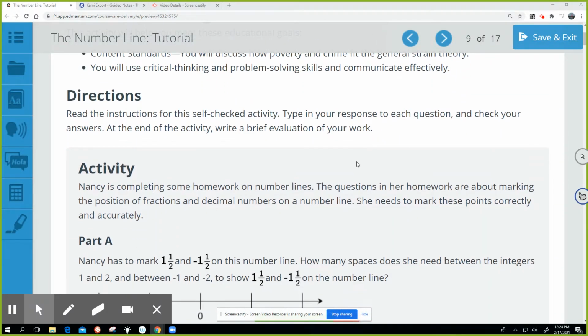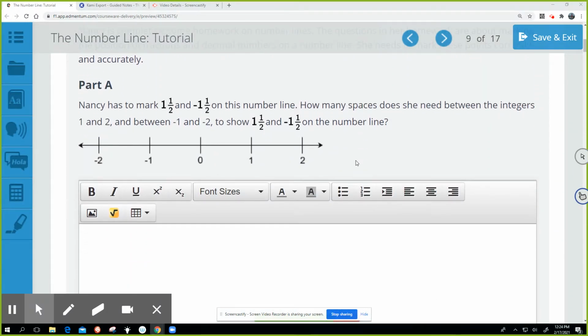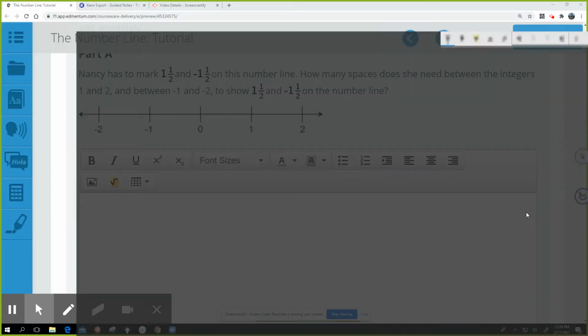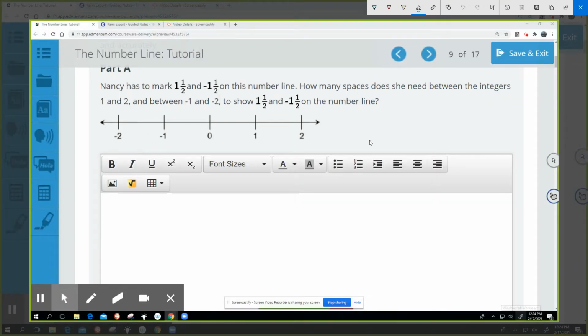All right, so this lesson activity, understanding the number line. Nancy has to mark 1.5 and negative 1.5 on this number line. How many spaces does she need between the integers 1 and 2 and between negative 1 and negative 2 to show 1.5 and negative 1.5 on the number line? So what am I going to have to do? How many spaces am I going to have to mark between my whole integers in order to show 1.5 and negative 1.5?